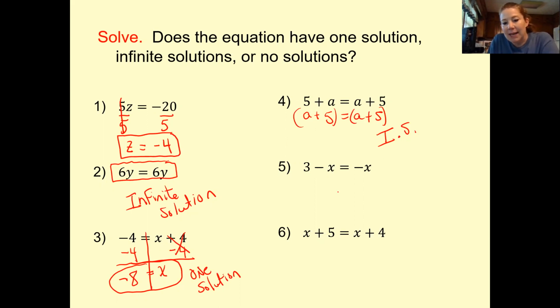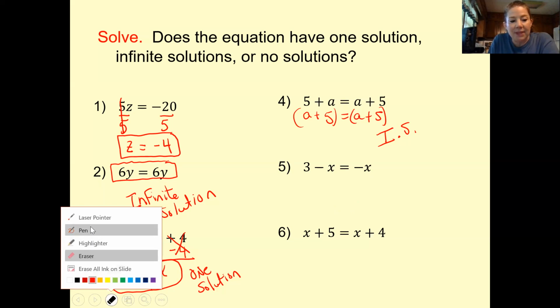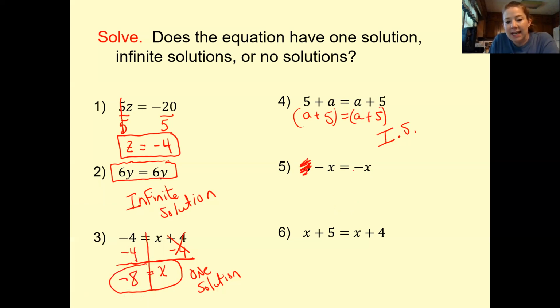Number 3, if I try to get my x's together, let me get rid of this -x by adding x. Well, what happens is both of these cancel, and I would end up with 3 equals 0, which is not true. Or I could just look at it and say, well, since I have variables on both sides, if it just said -x equals -x, I would know that would be infinite solutions. But they added that little extra part right there, which tells me that these are not equal. These two things are not equal, so there's no solution.